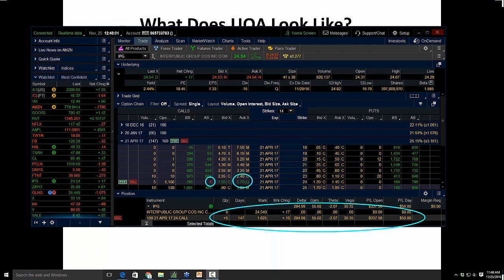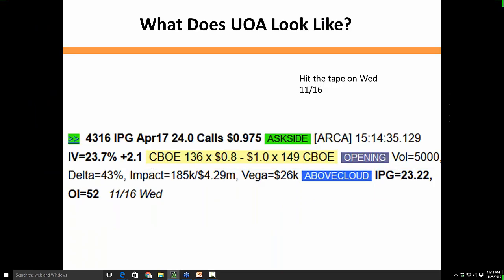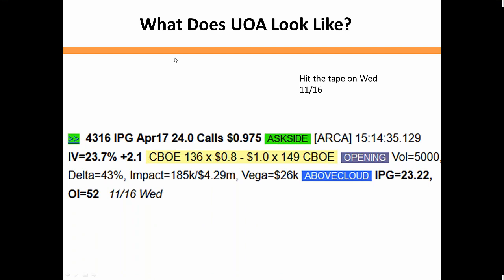Okay, I'm not making up the trades, guys. This is institutional order flow in the option market. Okay, and let's go down to a breakdown here.